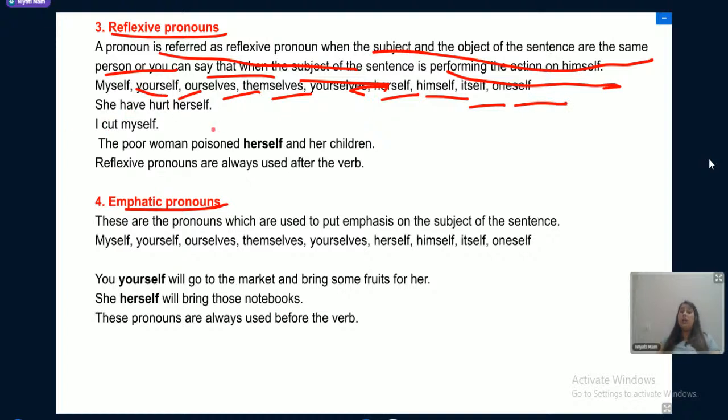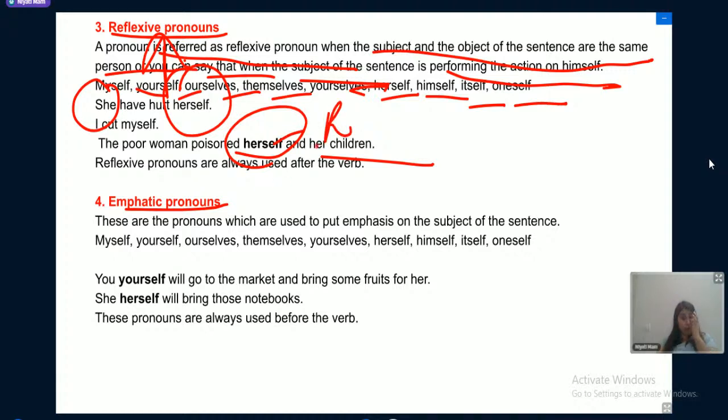She has hurt herself. Now, who is the doer, and whom did she hurt? Herself. Same person; herself is the reflexive pronoun here. The poor woman poisoned herself and her children. So she poisoned, and she poisoned whom? She poisoned herself. So herself is again the reflexive pronoun here. Reflexive pronouns are always used after the verb.